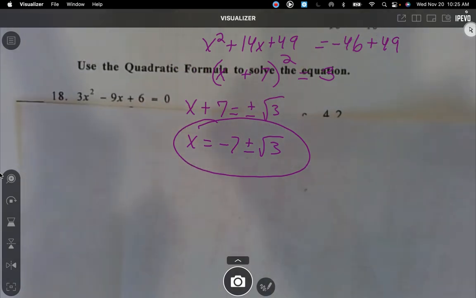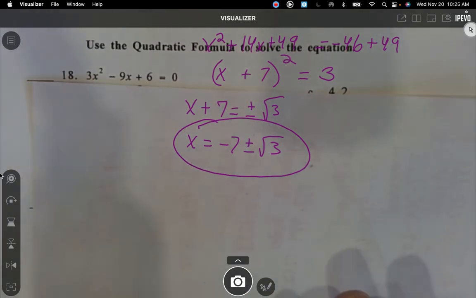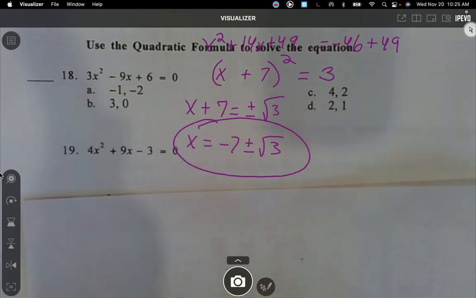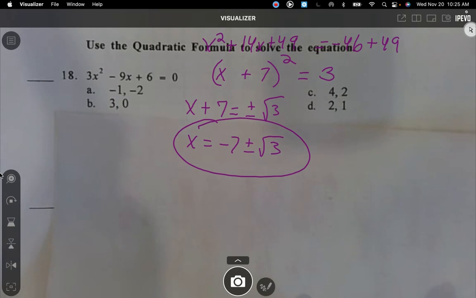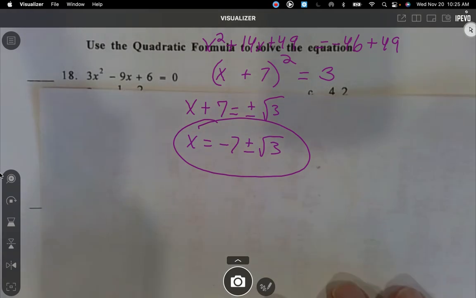That's okay. Use the quadratic formula to solve the equation. But it looks like number 18 and 20 are on there. So let me go over 18 and 20. All right. The quadratic formula.